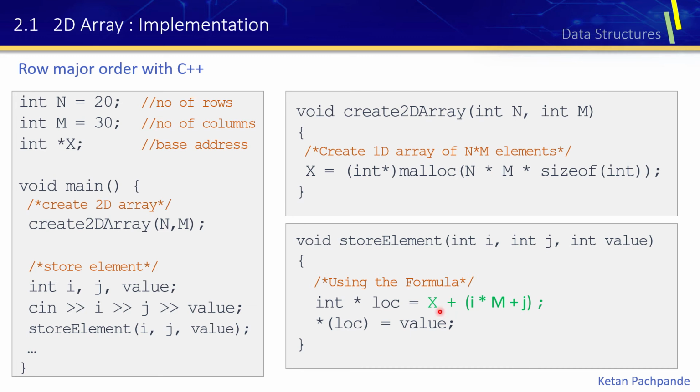And just add it to x. x plus the total number of elements before this element will give me the location. So location is a pointer here of type integer. The next line would be: value at that location is equal to whatever value the user needs to store. And that's how, with the help of this retrieving formula, I can first calculate the location, and using a pointer, that is value at that location, I can access it. Here I am storing the value at that location.